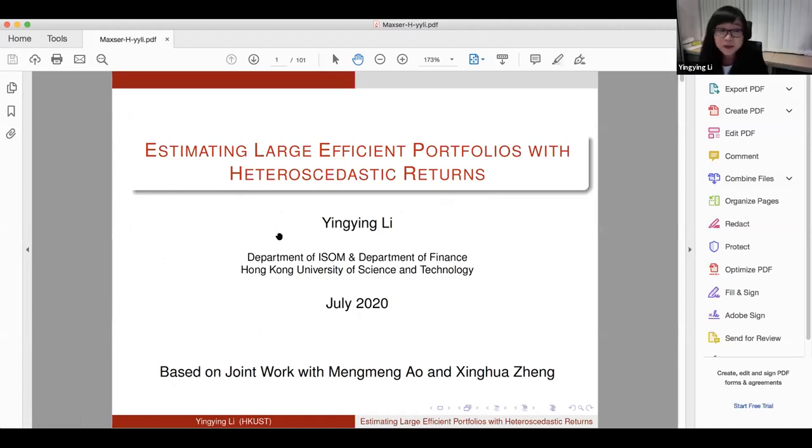All right, so today we're going to talk about estimating large efficient portfolios with heteroscedastic returns. This is joint work with Meng Meng Ao from Xiamen University and Xinhua Zheng from Hong Kong UST.